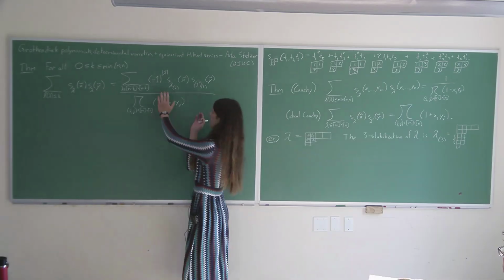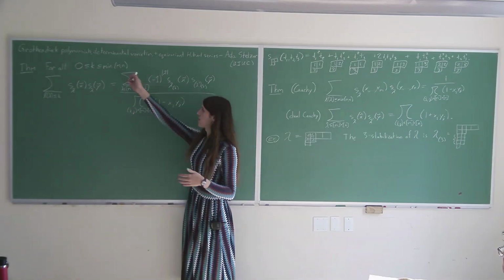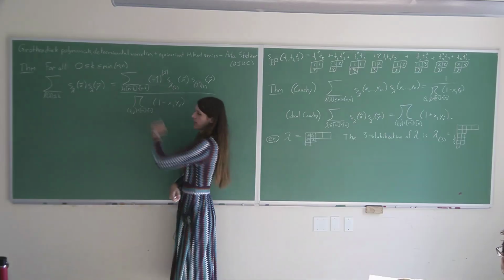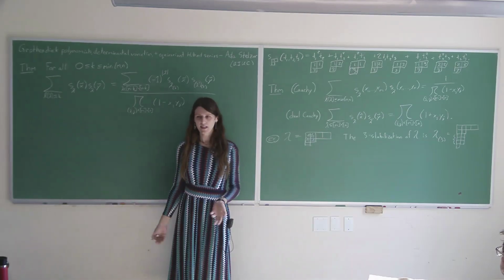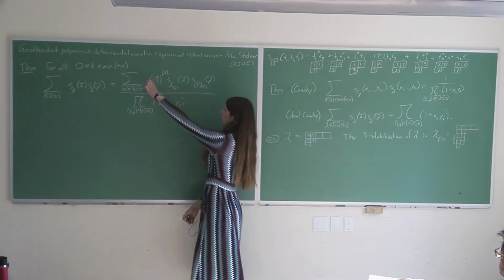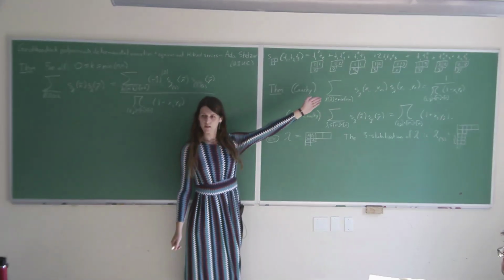And then the right-hand side here, we can see actually if k equals the minimum of m and n, then in this numerator, we're summing over lambda that fit in a 0 by something rectangle. So the only lambda that does that is the empty partition, and this numerator will just be 1. And then we will recover the classical Cauchy identity.